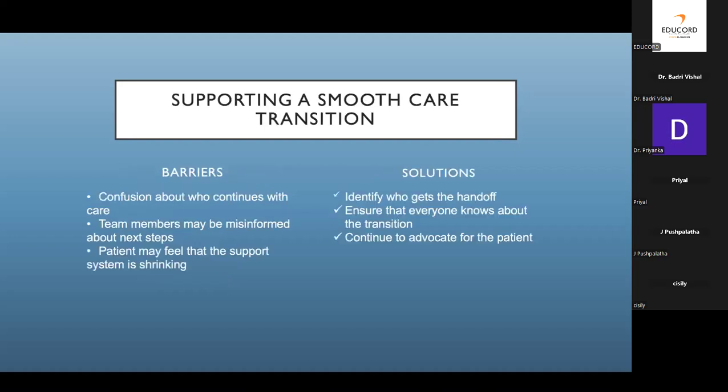supporting a smooth care transition. What are the barriers? Confusion about who continues with the care. Team members may be misinformed about the next steps, and the patient may feel that the support system is shrinking. The biggest barrier is the confusion. The team members do not know what to do. The patient does not know whom to continue the care with. What is the next step? When things are not very understandable or carefully done, these become a barrier.